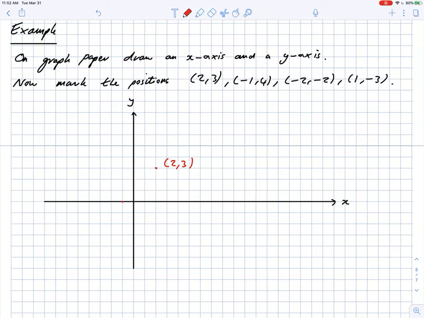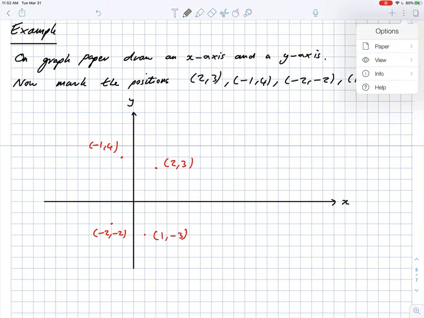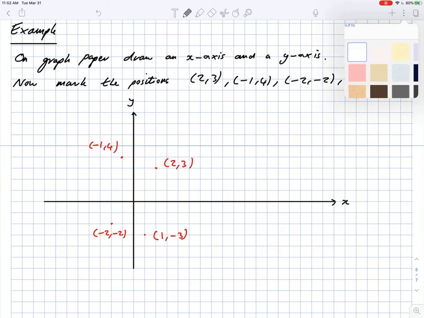(-1, 4): -1, up to 4. So that's this position. Next, (-2, -2) is here. And finally, (1, -3) is down here. All right. So first and foremost, Cartesian coordinates are just a way to describe a position in the plane. You can use them to do very fancy things, as we'll see later on, but first and foremost, it's about describing positions very concretely.